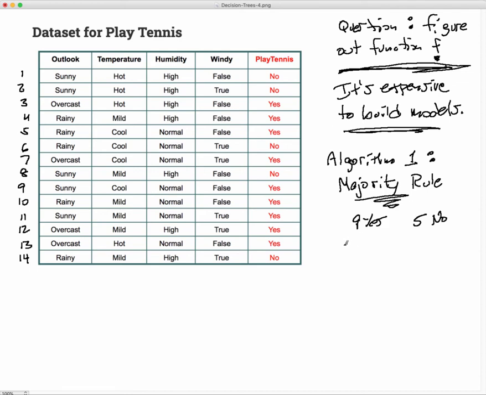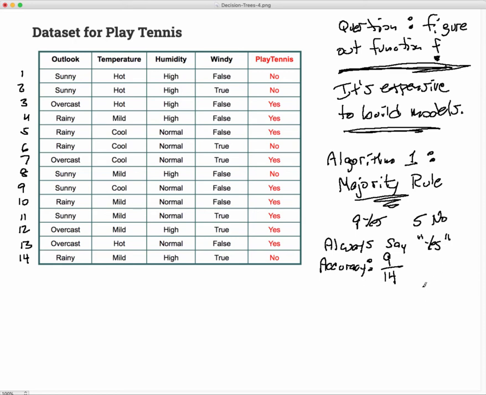So the majority rule says, always say yes. Okay, that's really, really simple. And what's the accuracy of it? Well, in this case, it would be 9. It gets it right 9 out of 14 times. That's not bad. That's better than half.